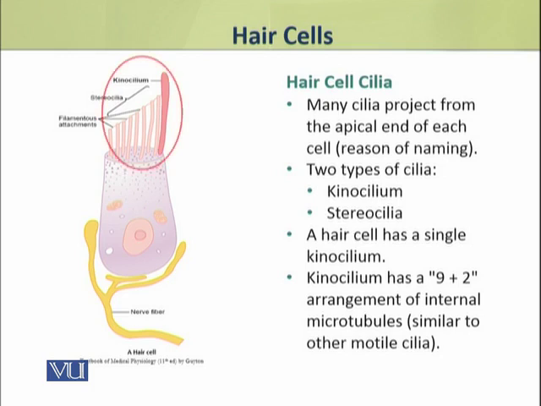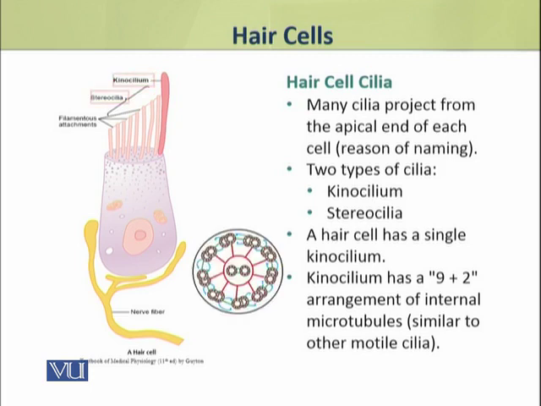There are two types of cilia. One is the kinocilium and the other is the stereocilia. There is a single kinocilium in each hair cell. This kinocilium has a typical motile cilia-like structure that contains a 9+2 arrangement of microtubules, like this one.